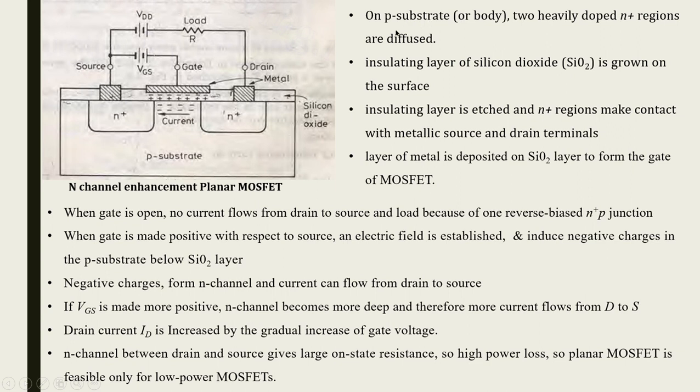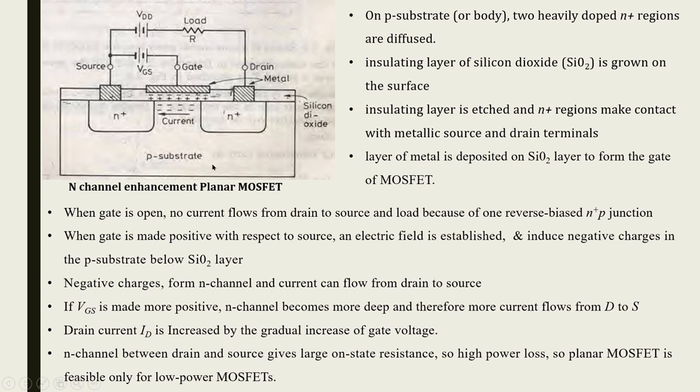That is what is written here. On the P substrate or body, two heavily doped N plus regions are diffused. Okay, an insulating layer of silicon dioxide, SiO2, is formed on top of that. See, silicon dioxide, which is an insulating layer. Okay, the insulating layer is etched, and the N plus regions make contact with the metallic source and drain. Source and drain terminals are made. A layer of metal is deposited on this silicon dioxide insulating layer to form the gate of the MOSFET. Just three terminals are formed here.